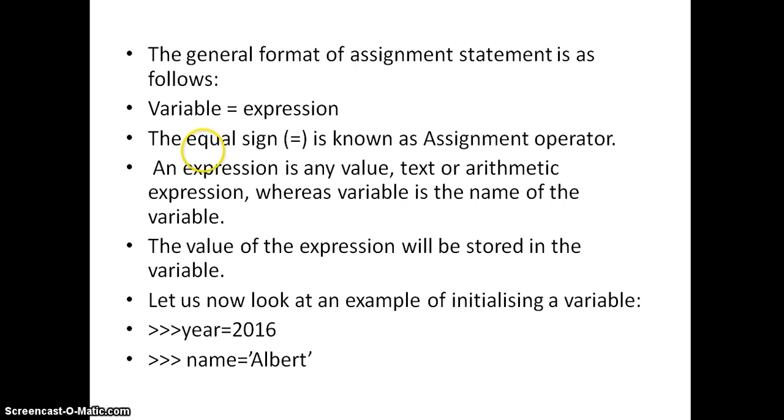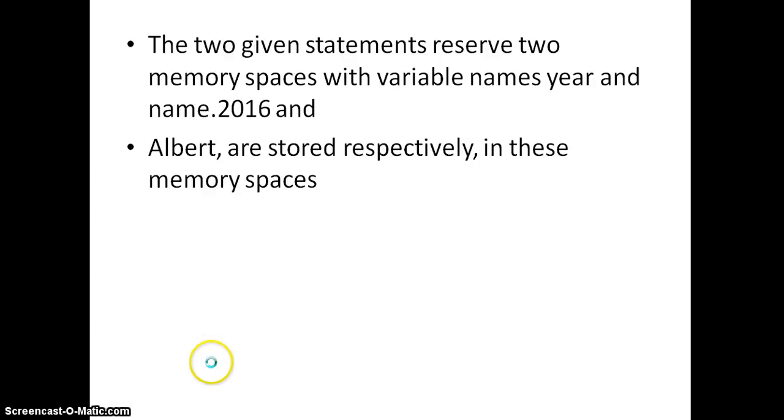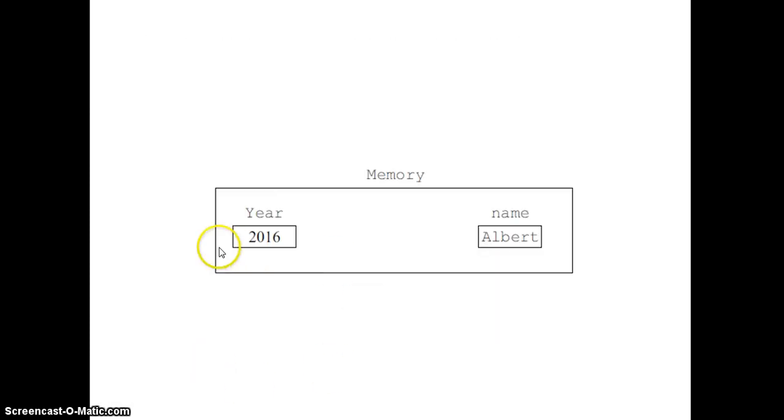The equal to sign is called the assignment operator. An expression is any value, text or arithmetic expression, whereas variable is the name of the variable. The value of the expression will be stored in the variable. Say for example, I am giving year equal to 2016, name equal to Albert. Here 2016 is numeric and Albert is a string. So two memory spaces will be allotted, one for the variable year and another for the variable name, in which the values will be stored.